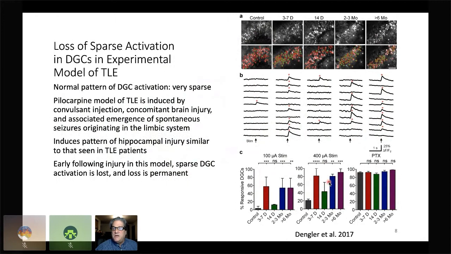And this is plotted here as the percent of responsive granule cells at these varying time points. Importantly, if we block inhibition, the local circuit network of inhibitory neurons, all these time points activate the same. So all of the cells are able to be activated, and inhibition defines who can activate. This suggests that disinhibition is occurring in the epileptic dentate gyrus. We have many lines of investigation that support this, but I don't have the time to talk about them today.